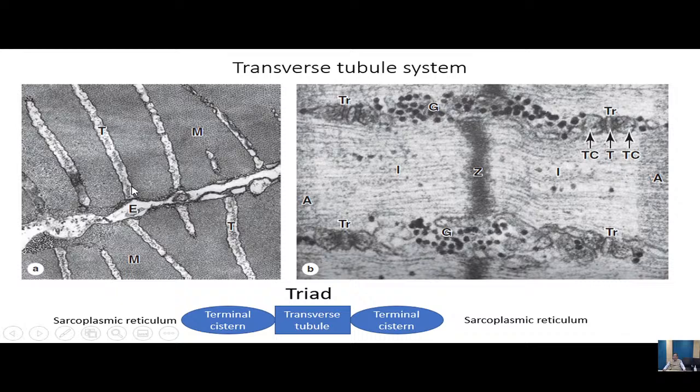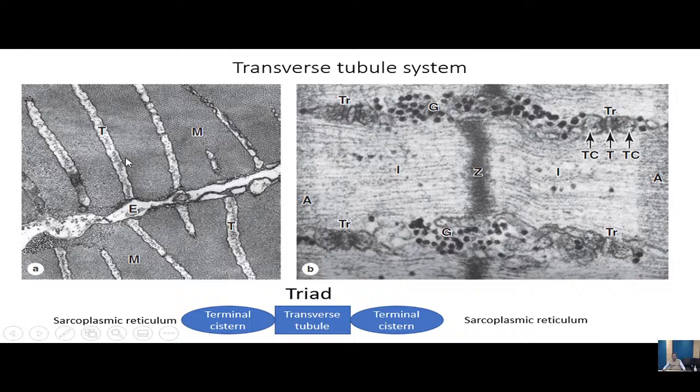You can see these invaginations from the surface of one muscle fiber. This is one muscle fiber, this is another muscle fiber. This is the place occupied by connective tissue called endomysium. From the surface of the muscle fiber, you can see these invaginations going into the skeletal muscle fiber, which are known as the transverse tubules.